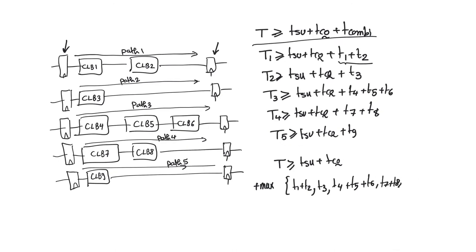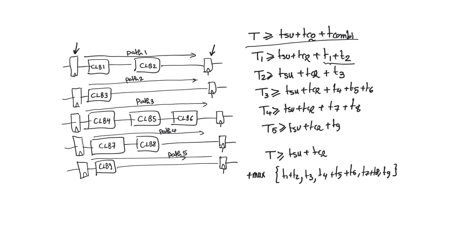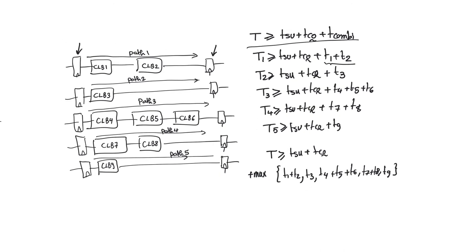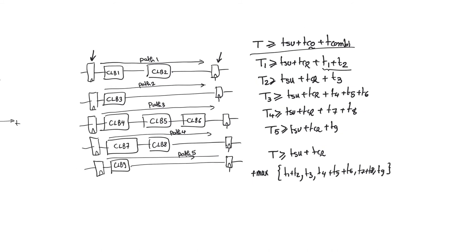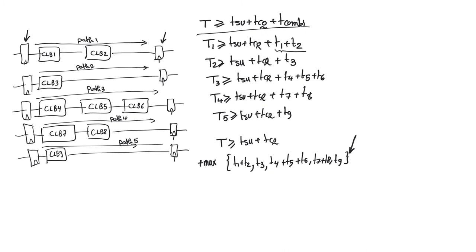So we have reached a really important conclusion: what defines the clock period of the circuit is not T setup or T CQ. What dominates and defines it is the combinational delay of the path between register pairs. So what is the most important path in this circuit? It's definitely the path with the greatest combinational delay. What do we call the path with the greatest combinational delay? We call it the critical path.